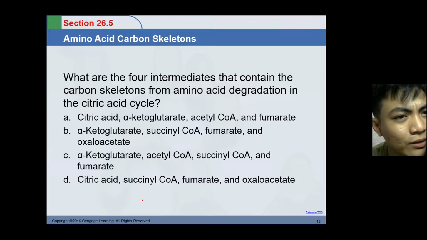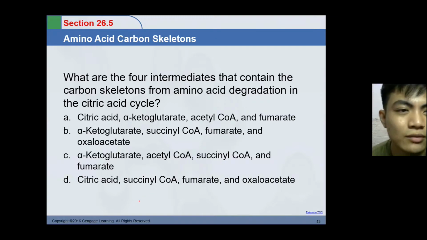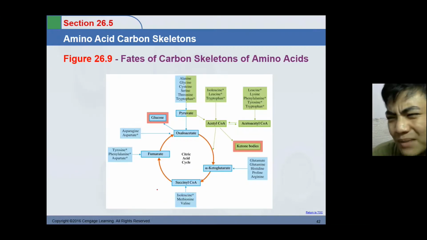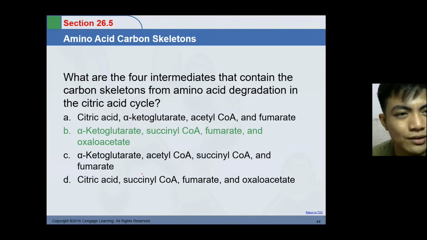Basahin natin tong problem na to. What are the four intermediates that contain the carbon skeleton from amino acid degradation in the citric acid cycle? Madali lang yan. Ano daw yung mga intermediates na napoproduce natin from amino acid degradation na direkta citric acid cycle? We know that's alpha-ketoglutarate, succinyl coenzyme A, fumarate, and oxaloacetate. Okay? So, silang apat lang yan. Okay? Oxaloacetate, alpha-ketoglutarate, succinyl coenzyme A, and fumarate. Okay? So, our answer is letter A.